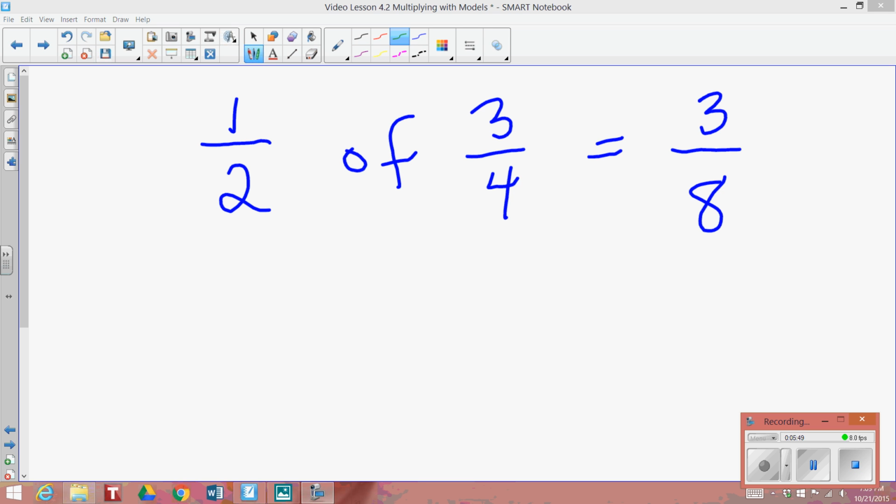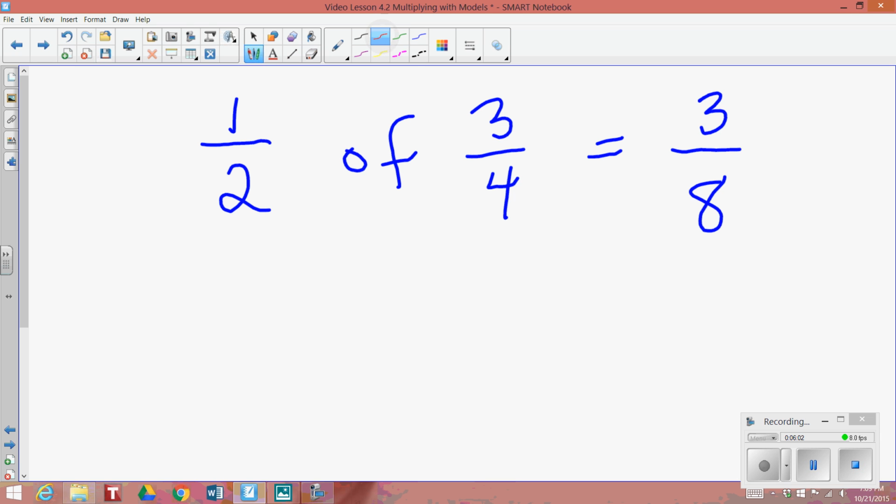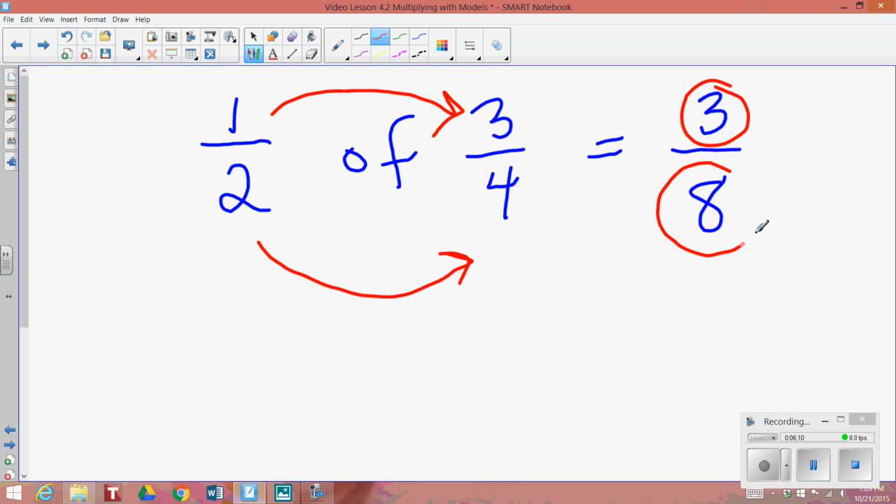So if 1/2 of 3/4 equals 3/8, in class we actually noticed a pattern with our numerators and denominators. Do you see this again now when looking at it? You got it. We could actually just multiply 1 times 3 and we get 3, and 2 times 4 and we get 8. And when we talk about multiplying fractions, we're actually not getting bigger.